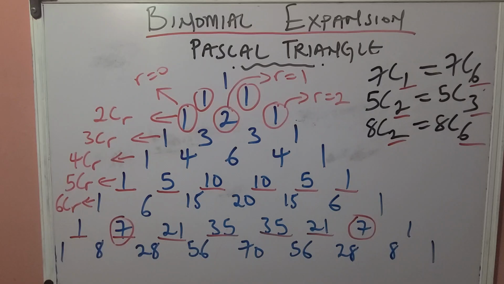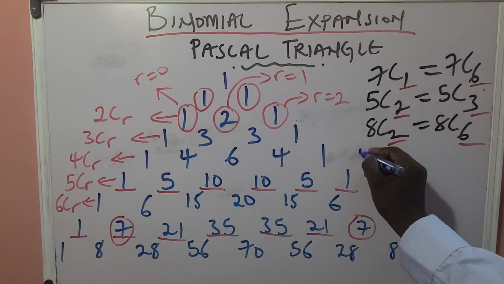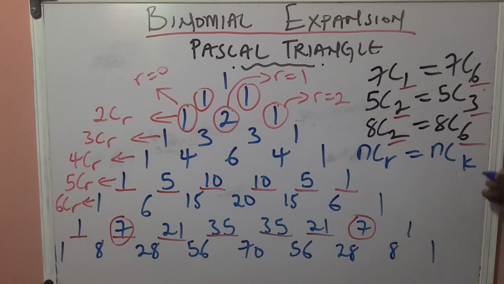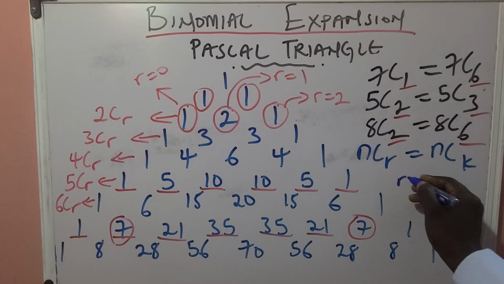Once we had a situation where adding the two R values for the two combinations was giving me the n value, we could notice that they were the same answer. That means they all had the same answer. You can investigate further on any other one. This tells us that we can conclude that if n combination R is equal to n combination K, that means R is equal to K.